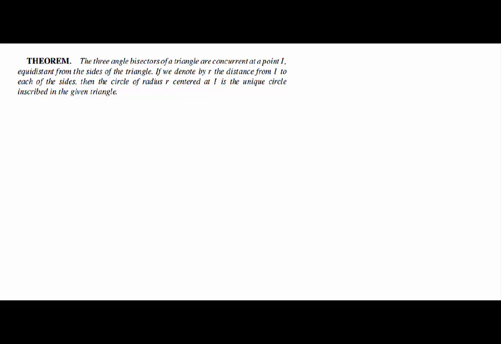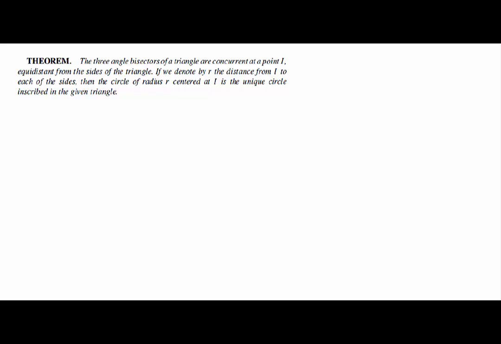So this is something very special here, because generically it's not true that three arbitrary lines are going to be concurrent. So the fact that the three angle bisectors of a triangle are concurrent at a point I is a very special property, which is not, of course, apparent. So we'll try to establish that.